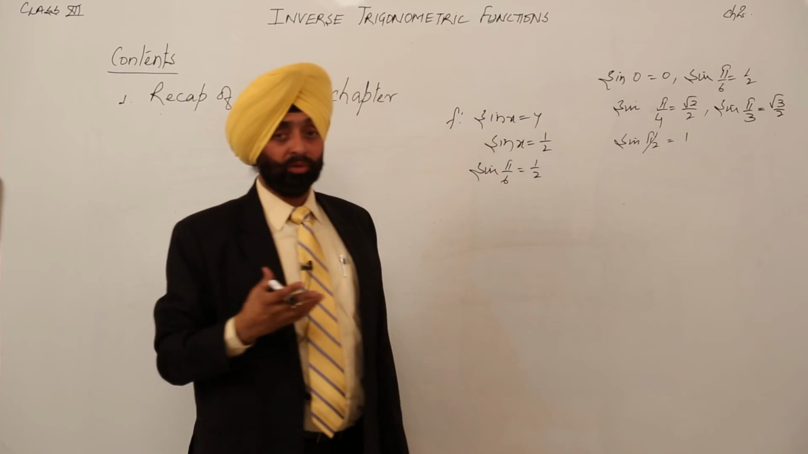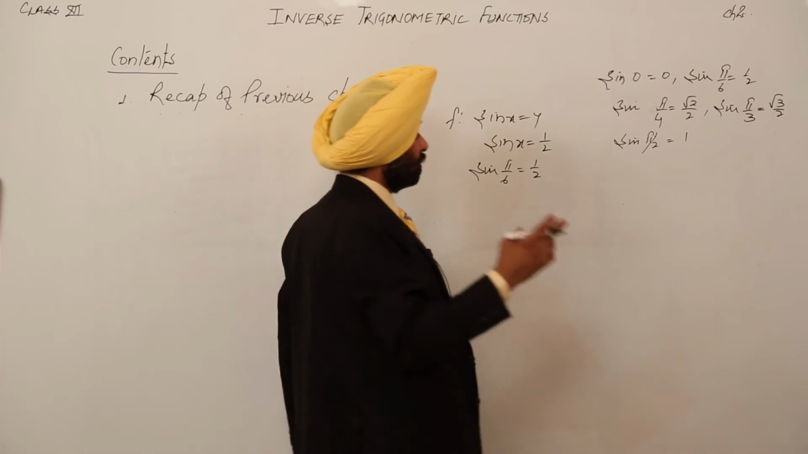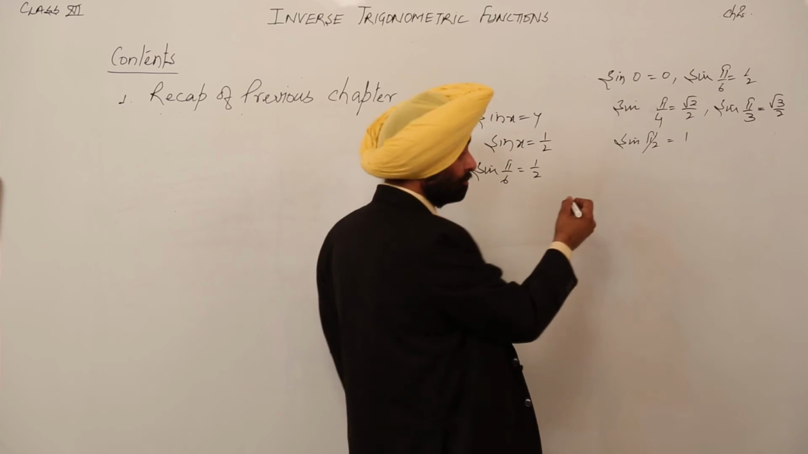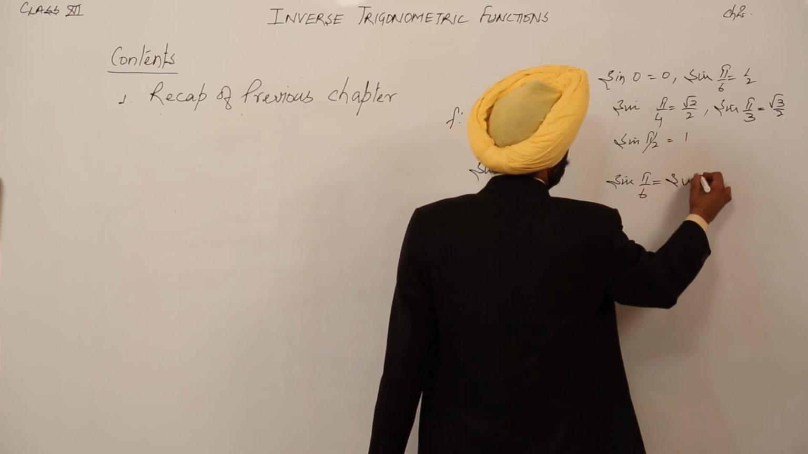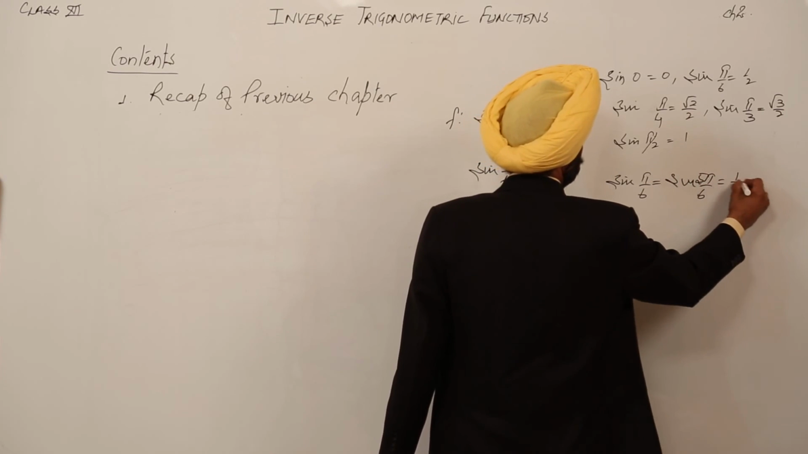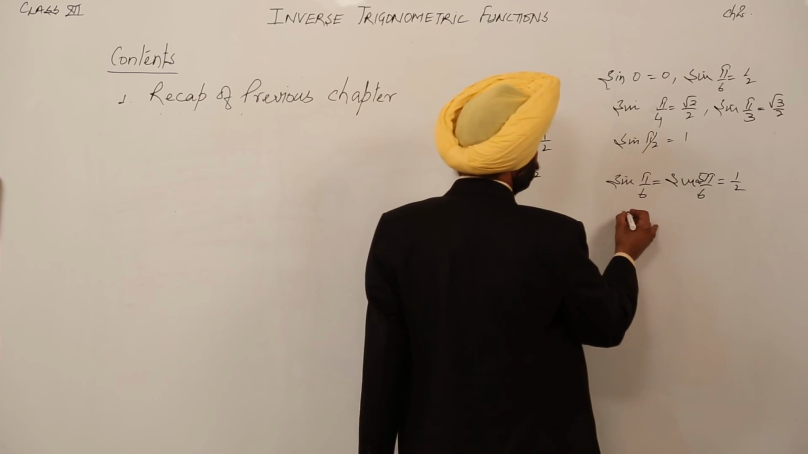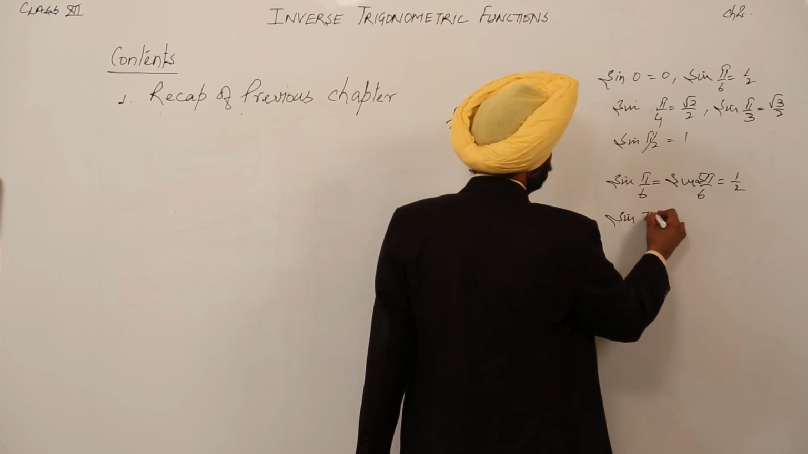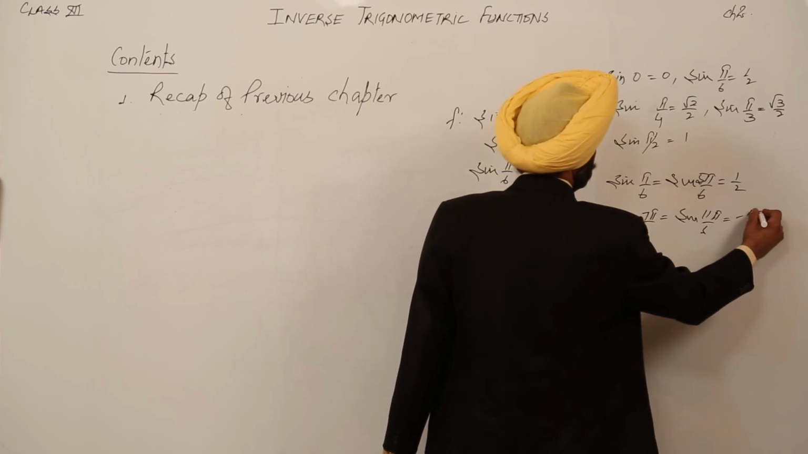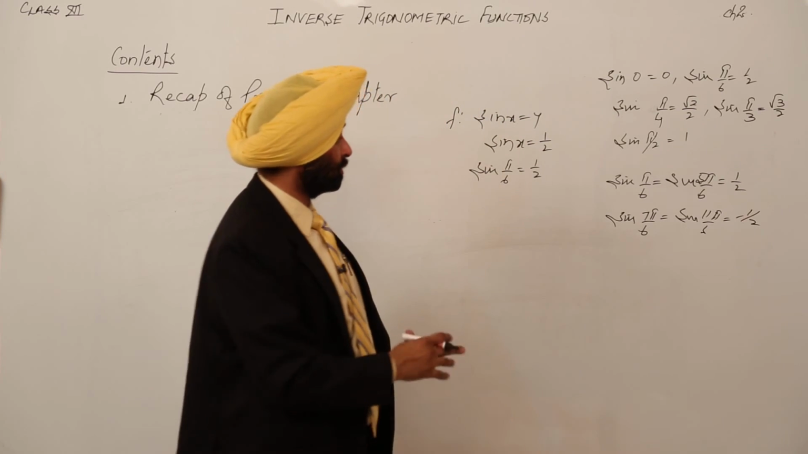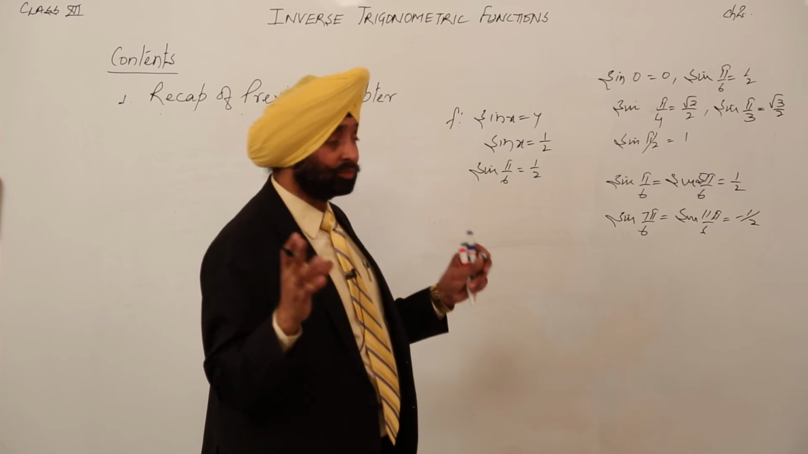Now these were the normal values which you went through in class 10th. Now let's write what you learned in class 11th. In 11th we had many values. Sin pi by 6 is equal to sin 5 pi by 6, both are 1 by 2, because in the second quadrant sine is positive. Then sin 7 pi by 6 is equal to sin 11 pi by 6 is equal to minus 1 by 2, in the third and the fourth quadrant. Then moving to different values.